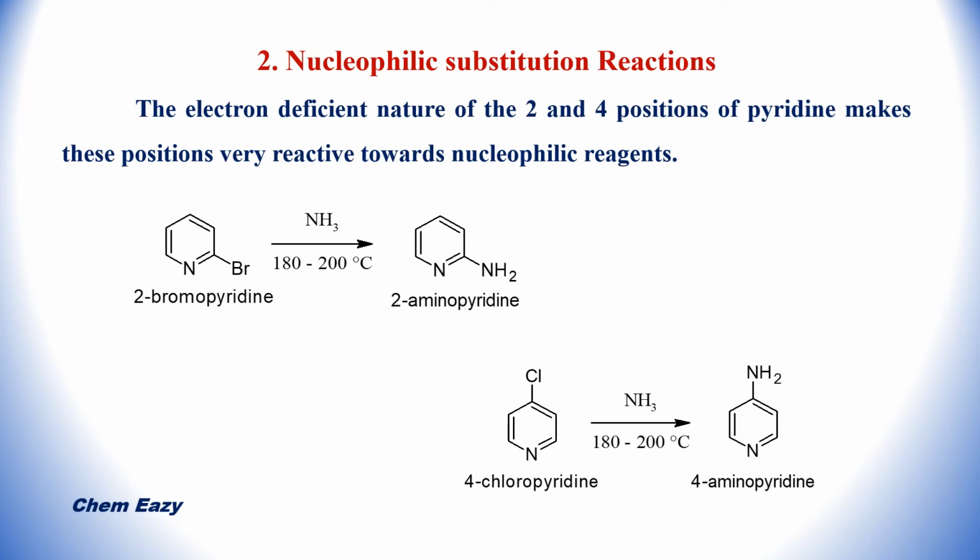Second reaction is nucleophilic substitution reactions of pyridine. The electron deficient nature of the second and fourth positions of pyridine makes these two positions very reactive towards nucleophilic reagents. For example, 2-bromopyridine with ammonia at 180 to 200 degrees Celsius gives 2-aminopyridine. 4-chloropyridine with the same ammonia at 180 to 200 degrees Celsius gives 4-aminopyridine.